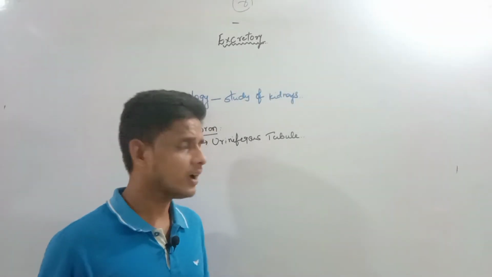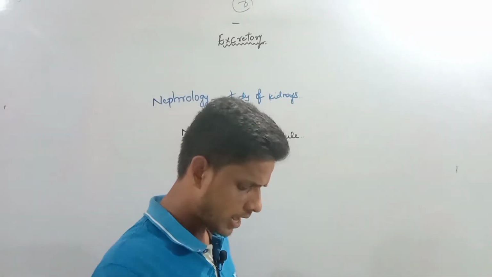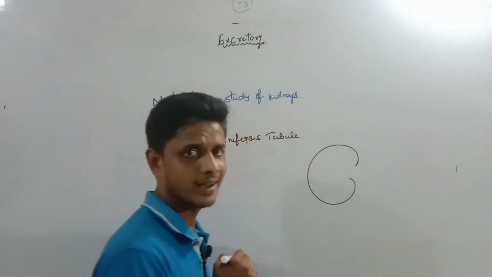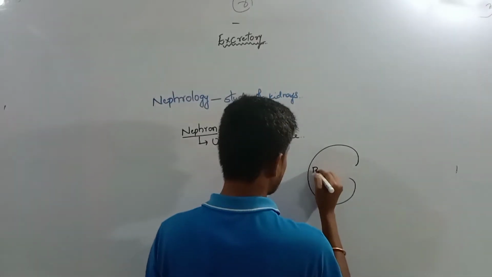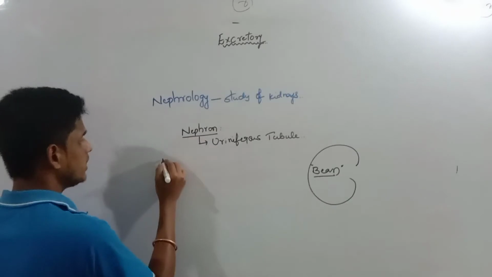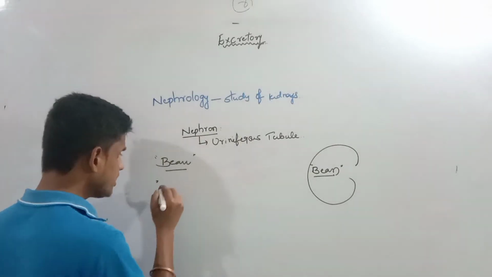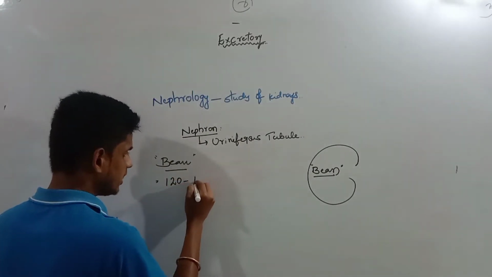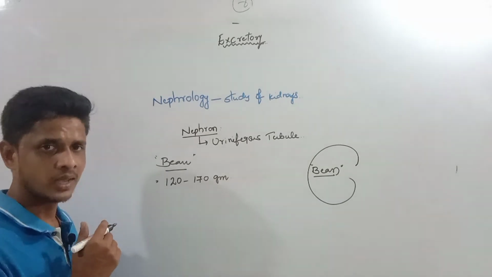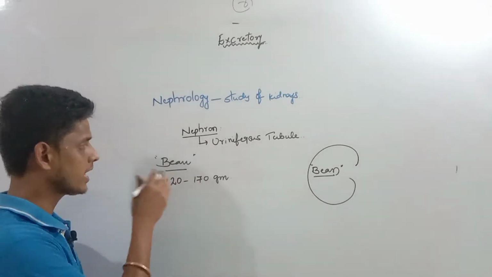Okay, next one. Here the study of kidney is nephrology, and now the size of the kidney. You just have a look at this structure. The kidney is in the shape of a bean. Kidney is in the shape of a bean. Okay, and the weight of each kidney is about 120 to 170 grams. Each kidney, I am saying about each kidney. So if we take both kidneys, you just double the particular digit, whatever digit I have given on the board.